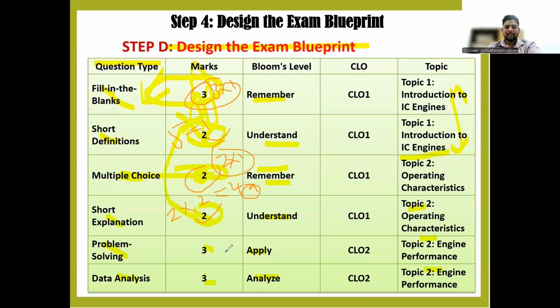Now, under the category of apply at topic 2, again I am going to have three points here and three points here. So 2 into 3 points, that is, you will be having 6 points. So that is 9 plus 6, totally you covered 15 points. So your exam clearly covers 15 points in each topic, and each course learning outcome has been covered.